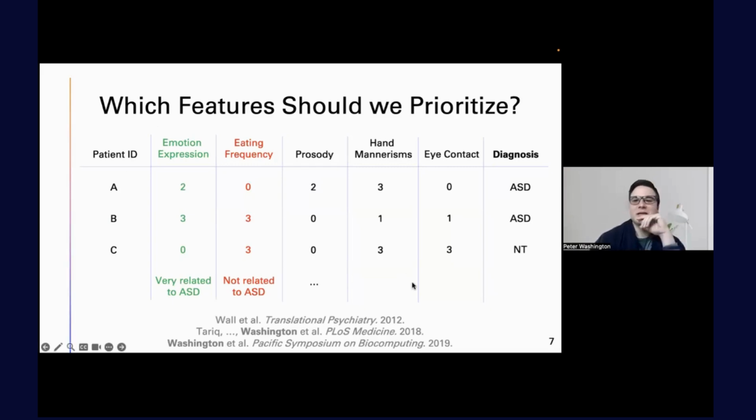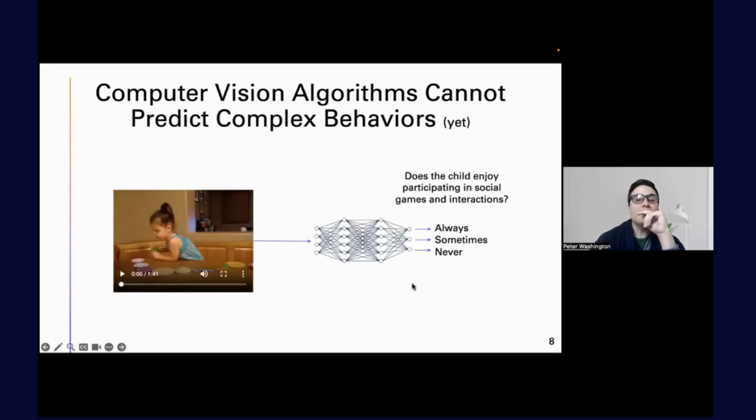and then put those quantifications into the diagnostic algorithm. The problem, though, is that a lot of these questions on the score sheet go well beyond what computer vision models can do today. For example, in one of these score sheets, one of the questions is, does the child enjoy participating in social games and interactions? I don't know about you, but even when I interact with ChatGPT, which is an LLM, it can't answer these types of questions.